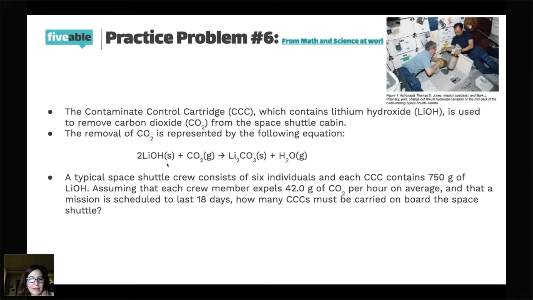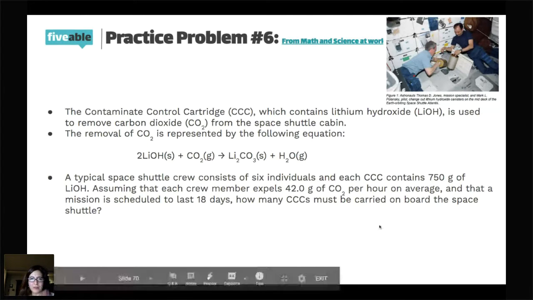A typical space shuttle crew consists of 6 individuals, and each CCC contains 750 grams of lithium hydroxide. Assuming that each crew member expels 42 grams of carbon dioxide per hour on average, and that a mission is scheduled to last 18 days, how many CCCs must be carried on board on the space shuttle?